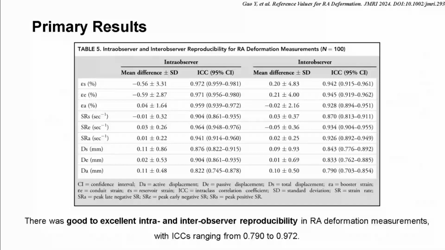Intra- and inter-observer analysis demonstrated good to excellent reproducibility for RA strain, SR, and displacement measurements, with ICCs ranging from 0.790 to 0.972.